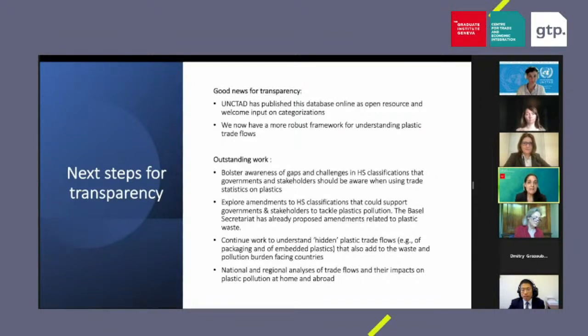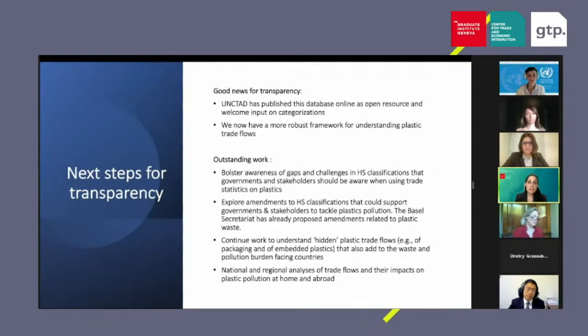Just in terms of outstanding work, one of the things that we want to make sure people are aware of is that there are these gaps in the HS classifications that we should be aware of when using trade statistics on plastic. So if you see a line in our database around trade in plastic packaging, you need to be aware that that's only that empty plastic packaging. So it only captures a fraction of the total amount.